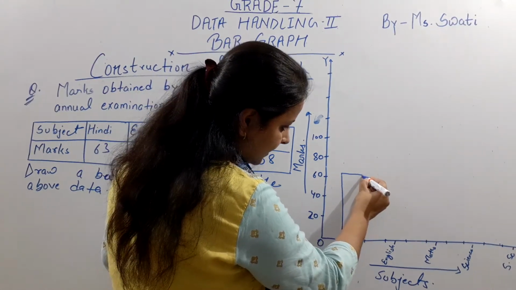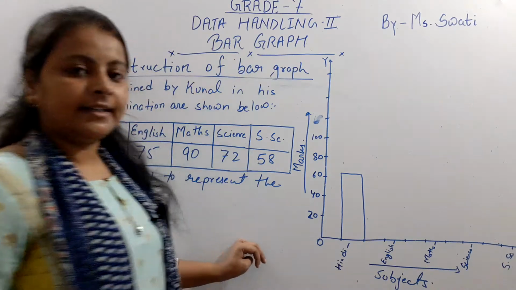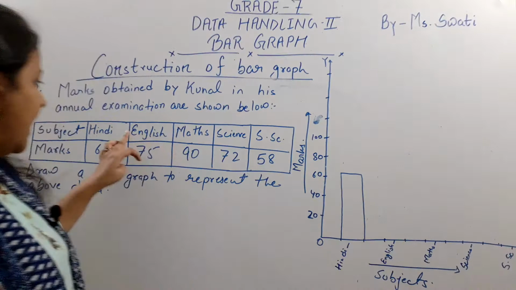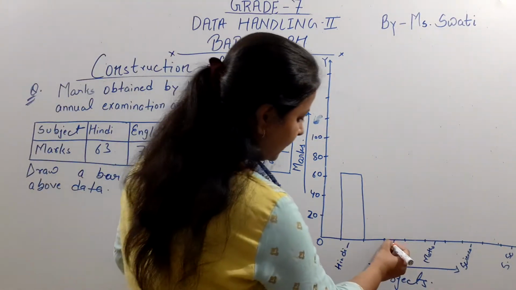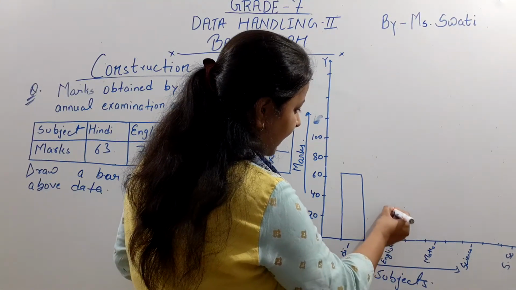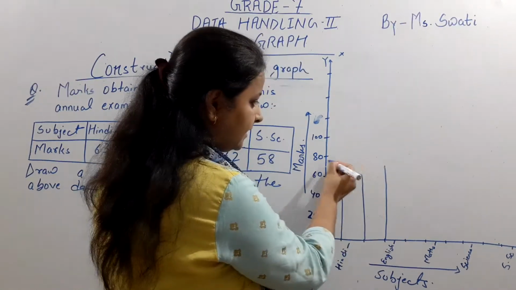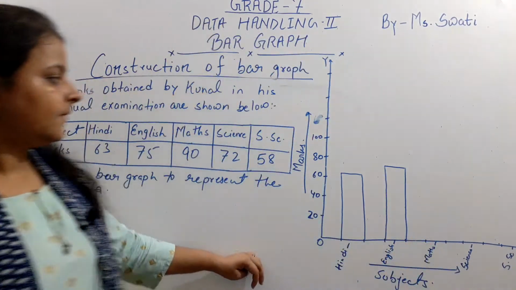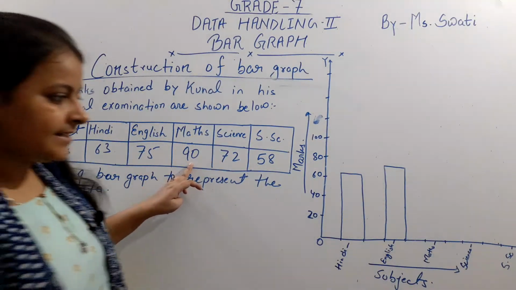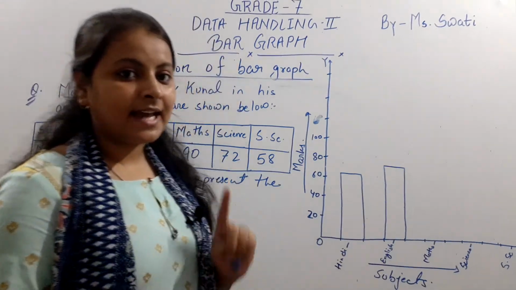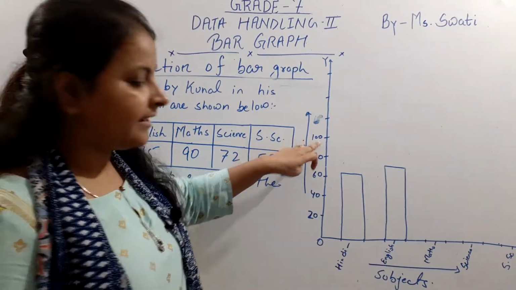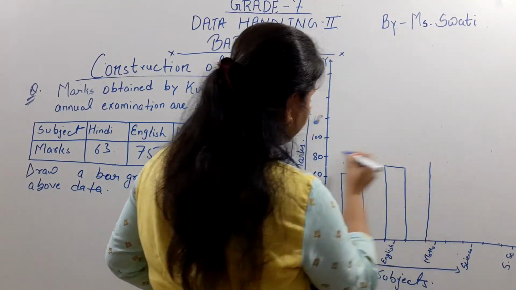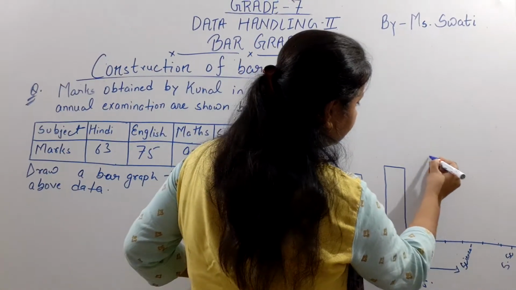So, we mark and make a bar like this. Now, we leave one space and English. The marks of English is 75. 75 is near about 80. Next, maths, and the marks is 90. Where is 90? 90 is in between 80 and 100. So, we mark 90 above 80 but below 100.